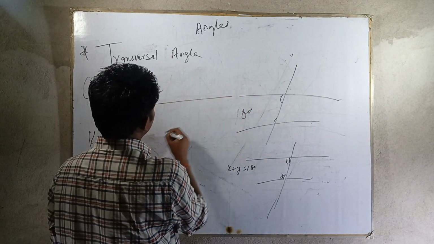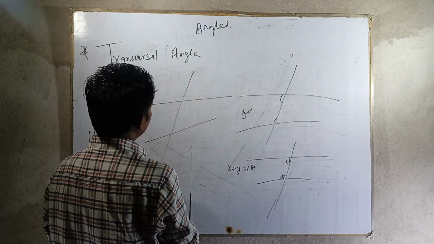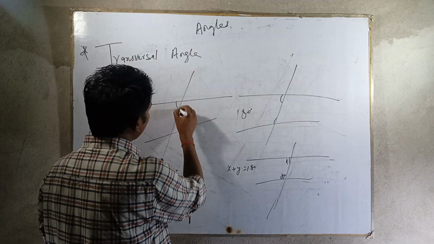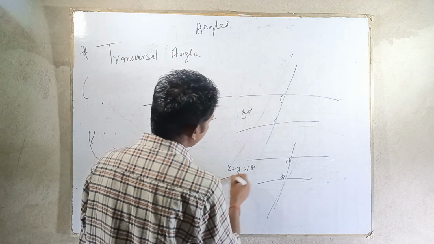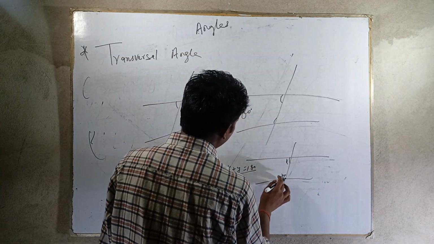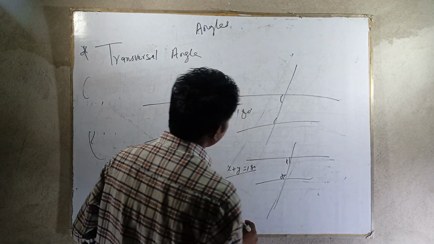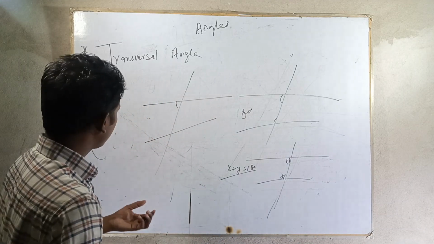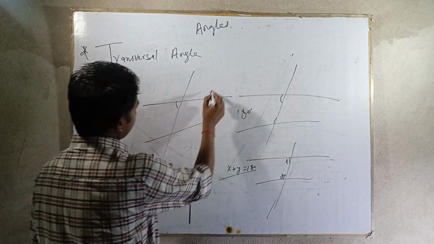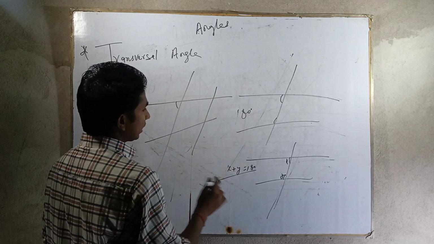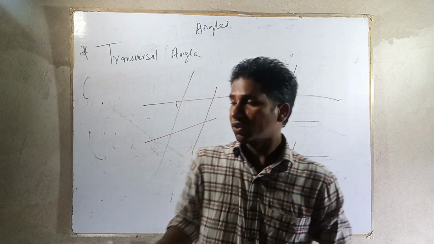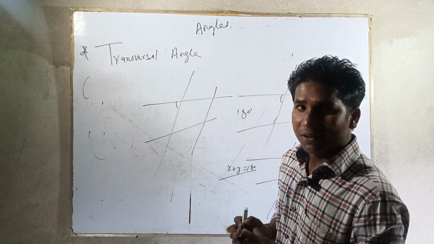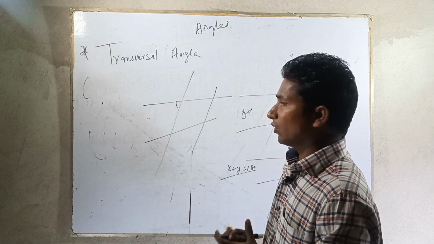Suppose this one is also a transversal, but this rule is not followed in this. Only in a transversal of parallel lines does the rule x plus y equals 180 hold. Suppose these two are not parallel, and where is the parallel line? In this way you can understand this rule is always followed.